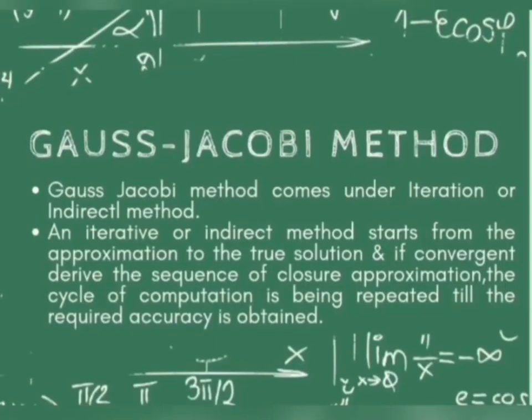Good morning. Today we'll discuss the Gauss-Jacobi method. The Gauss-Jacobi method comes under iteration, or indirect, methods. So first let's see what an iterative method is.